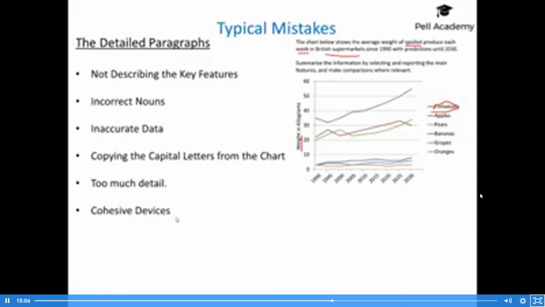The cohesive devices, again, just make sure you understand what they mean before you use them, and make sure you have a range of them. These are the things that you can learn in advance, both for your task 1 and task 2. So there's some things you cannot predict, but you can be pretty sure that you're going to need cohesive devices.